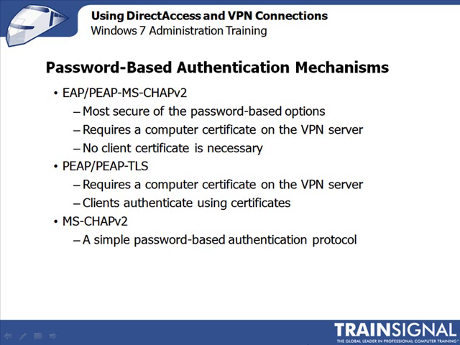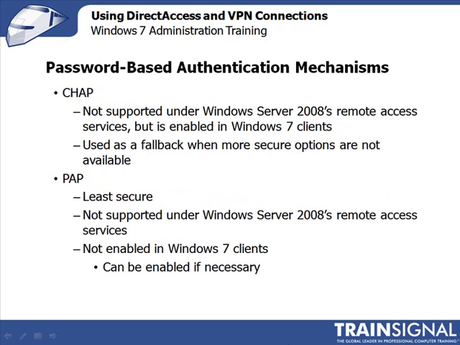PEAP with Transport Layer Security requires a computer certificate on the VPN server, with clients authenticating using certificates as well. MS CHAP v2 is a simple password-based authentication protocol, whereas CHAP is something similar, but it's not supported under Windows Server 2008's remote access services.